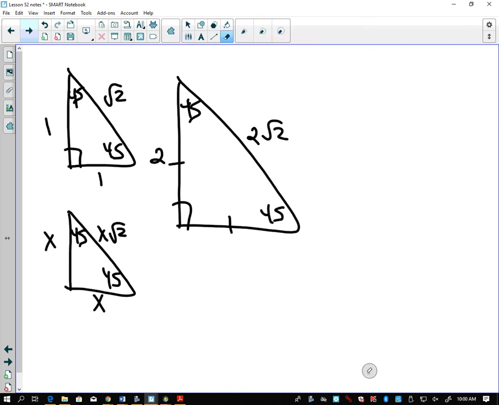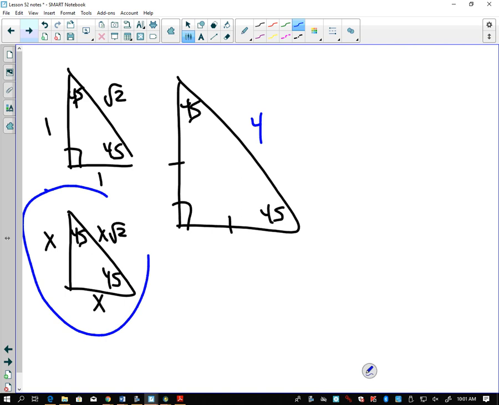What if I did something like that? Said that the hypotenuse of that 45-45-90 is 4. How do I get back to the rest of this? All right, so I've got x radical 2 here. Let's come back over to this.